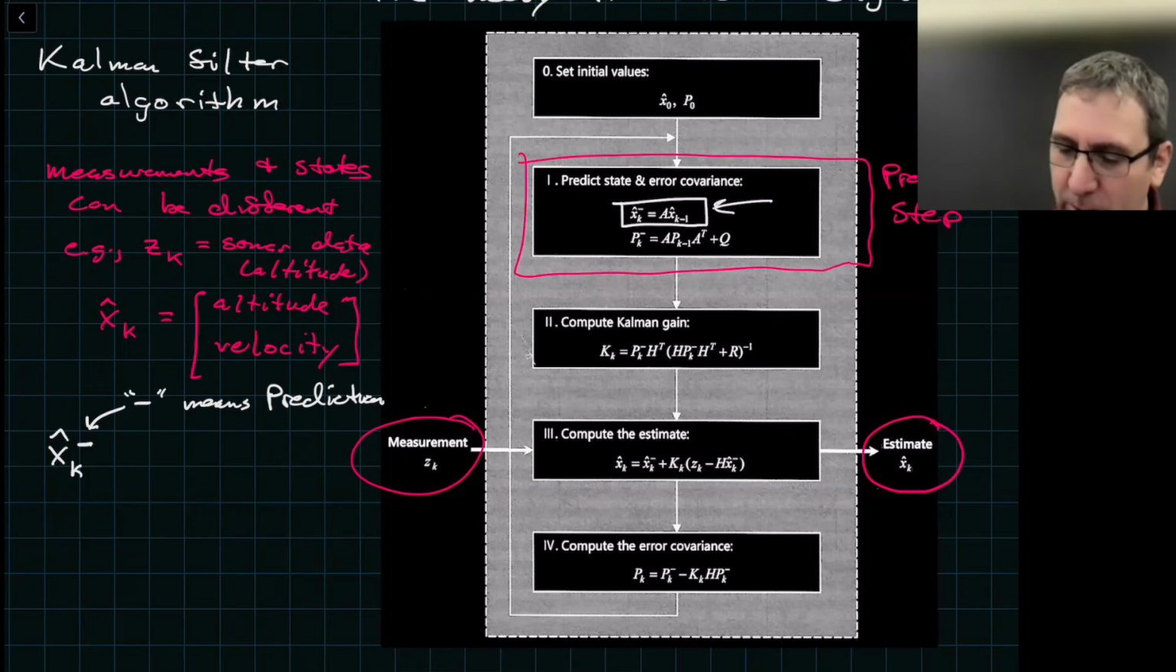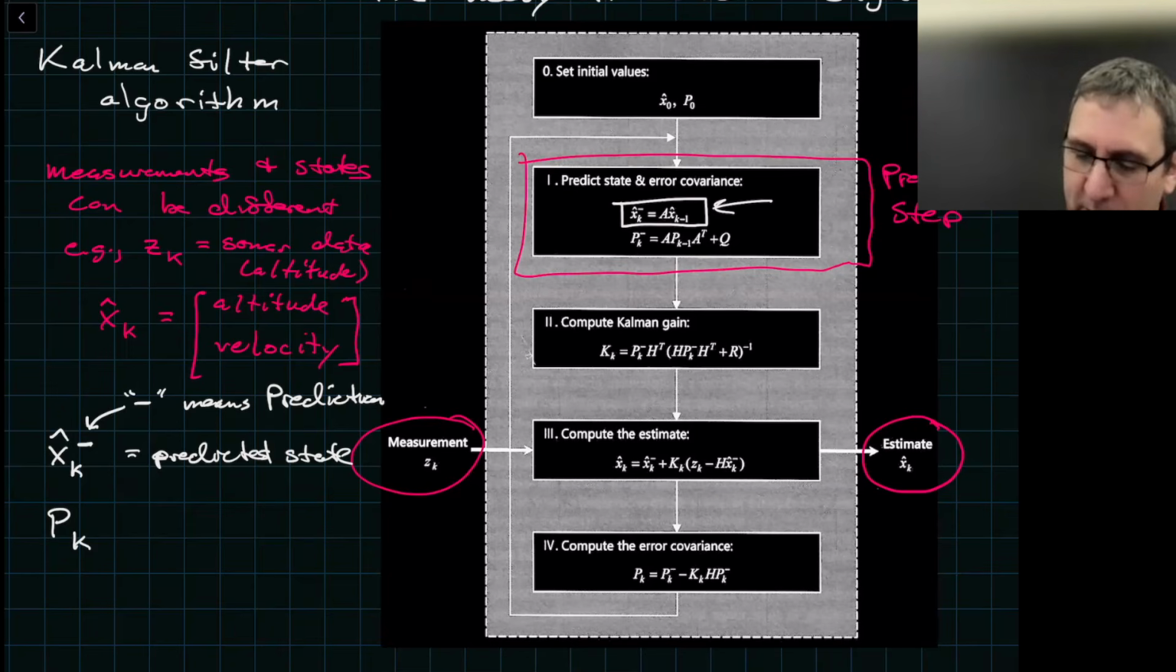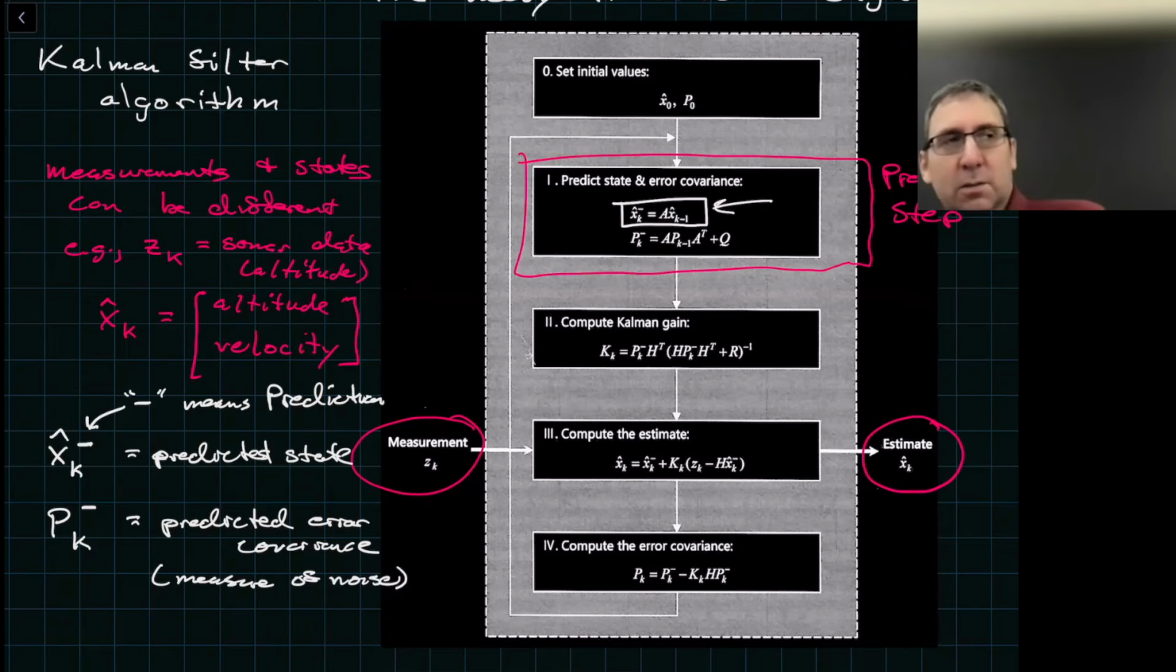So this is the predicted state. There's also this thing P_K. This is called the error covariance, and it's often a matrix. And so P_K minus is the predicted error covariance. It's a measure of noise, and this thing changes. So this is kind of related to what alpha will do.